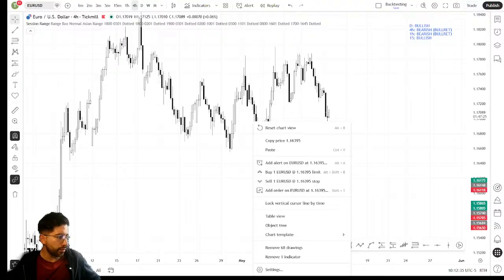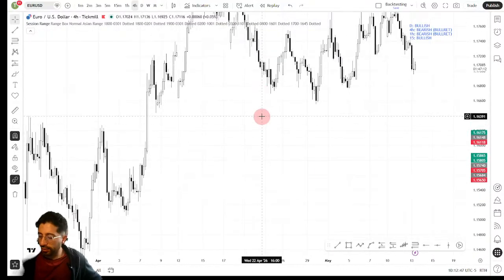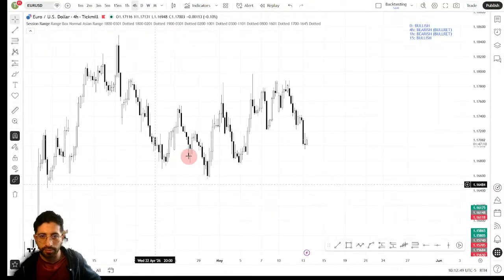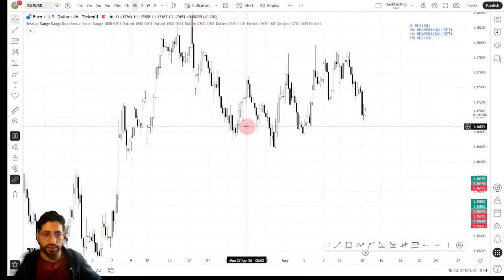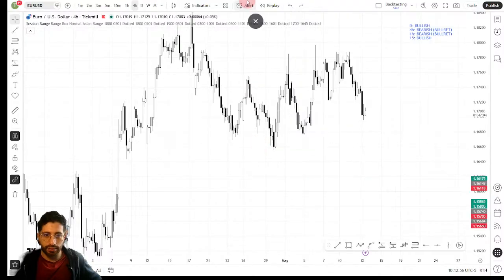So I use TradingView to do my backtesting. Pretty soon my subscription will expire. But anyway, this is part of the process, right?